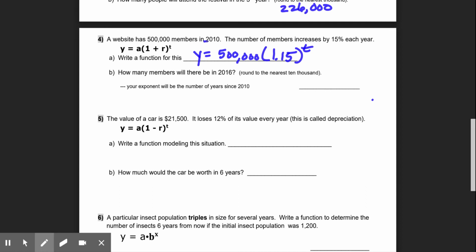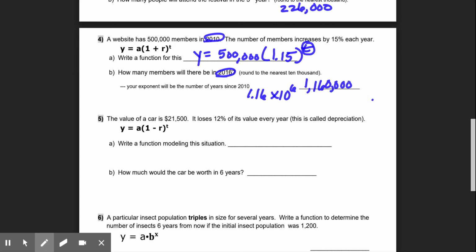So remember, if this is in 2010, so in 2016, you want this t right here to be the 6th power. Or you can just put that whole equation in your graphing area, create a table, and scroll down to 6 years. So your exponent will be the number of years since 2010. So this would be 1.16 times 10 to the 6th power. Round to the nearest 10,000. So this will be 1,160,000.